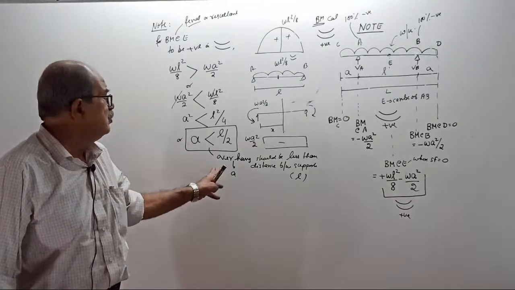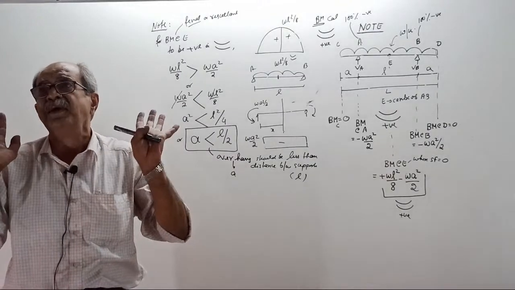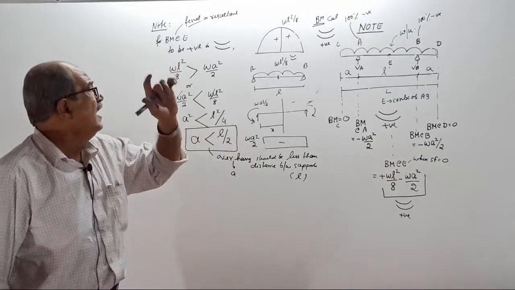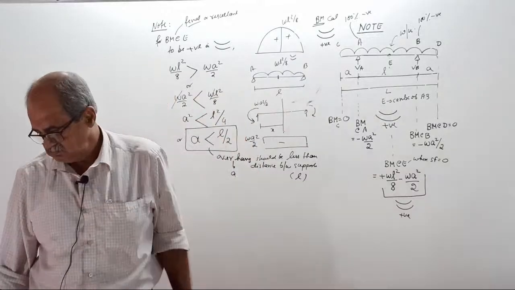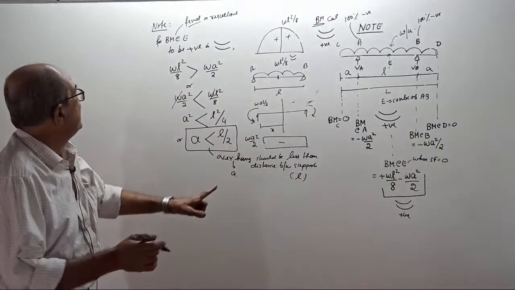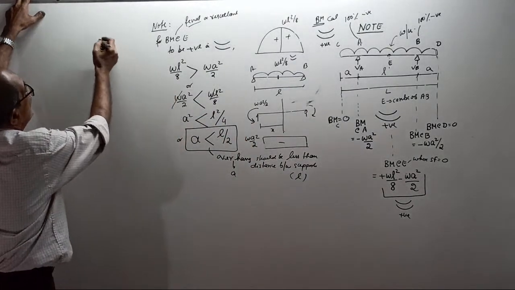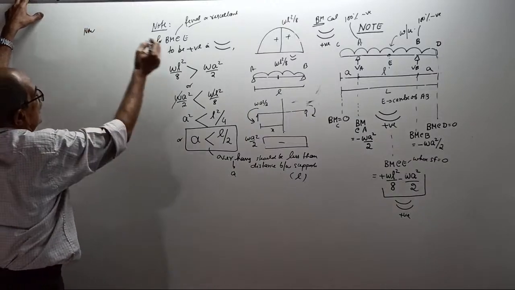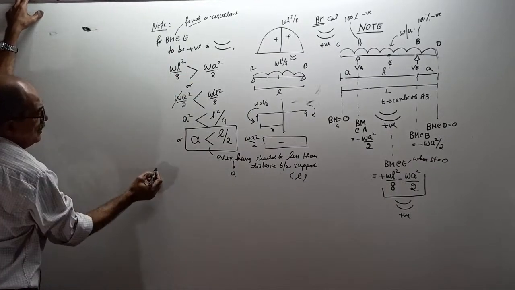Or we want overhang to be not predominant. So it should be less than L by 2. Clear? Okay. One case. Now I will come to this side, and here. Okay.